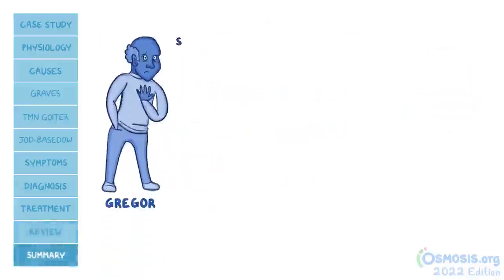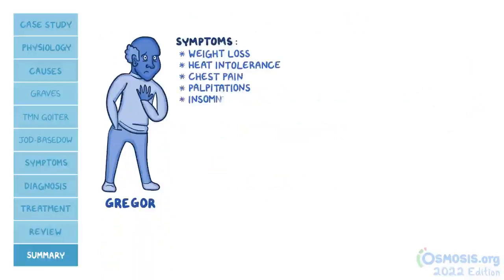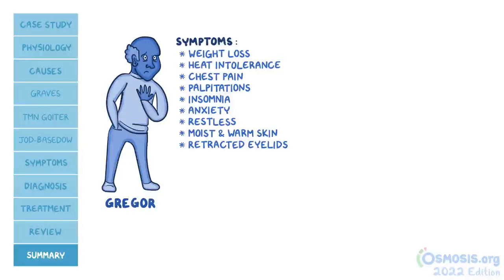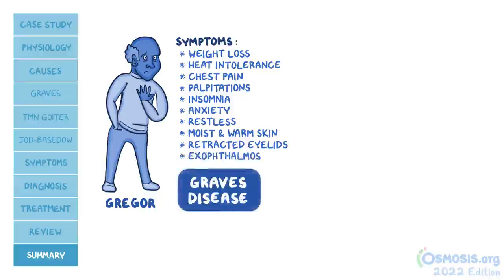Gregor came in with classic symptoms of hyperthyroidism, like weight loss, heat intolerance, chest pain, palpitations, insomnia, anxiety, restlessness, moist and warm skin, and retracted eyelids. Labs confirm that he's suffering from hyperthyroidism, and the exophthalmos points towards Graves' disease.